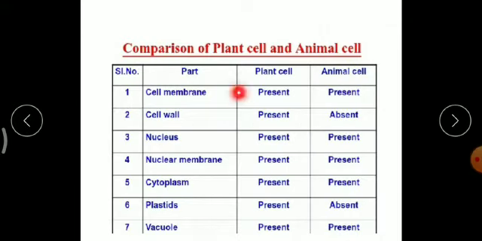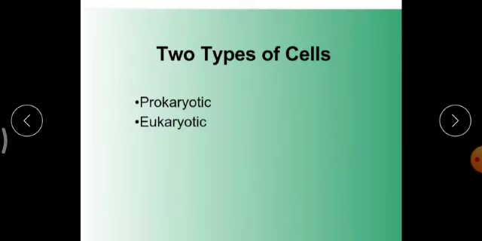So here, the cell membrane is present in both cells. Cell wall is present only in the plant cell. Nucleus is present in both plant and animal cell. Nuclear membrane is also present in both cells. Cytoplasm is also present in both plant and animal cells. Plastids are only present in the plant cell. And vacuoles are also present in both cells, but in a plant cell the vacuole size is large, while in an animal cell it is small.